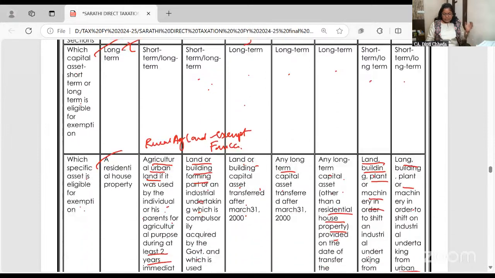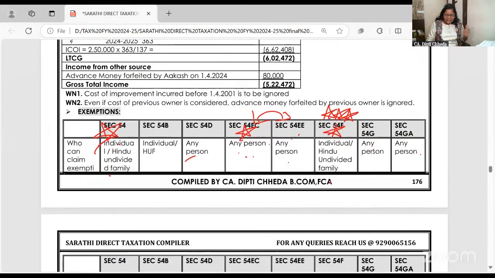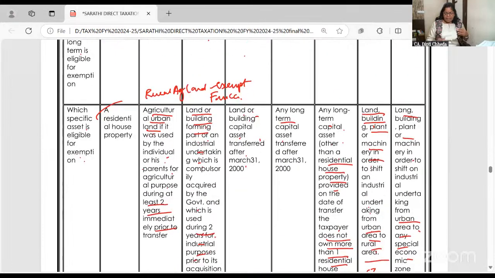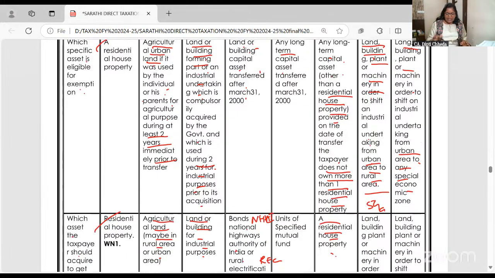54D, short term or long term, any person. It's like factory, industries, land, building, forming part of an industrial undertaking, and you are shifting it from the one which is compulsorily acquired to somewhere else. So if that land and building forming part of an industrial undertaking is compulsorily acquired by the government, then only they can vacate all. Now I hope you are getting it.